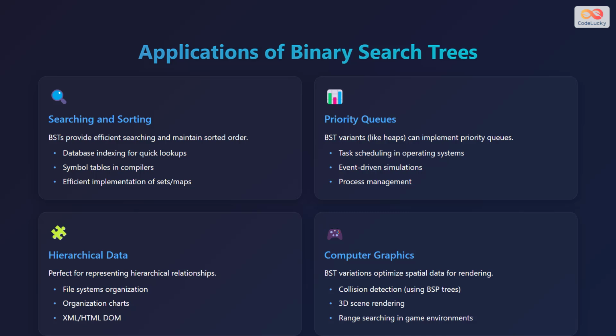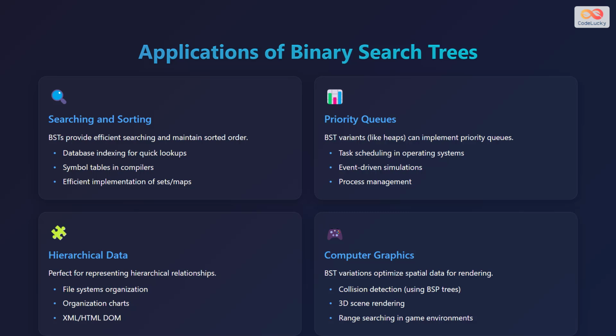Secondly, priority queues. Binary search tree variants like heaps can implement priority queues, useful for task scheduling and operating systems, event-driven simulations, and process management. Thirdly, hierarchical data. Binary search trees are perfect for representing hierarchical relationships such as file systems, organization charts, and XML or HTML document object models.